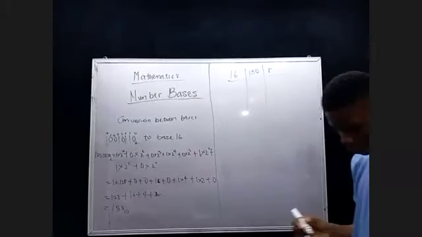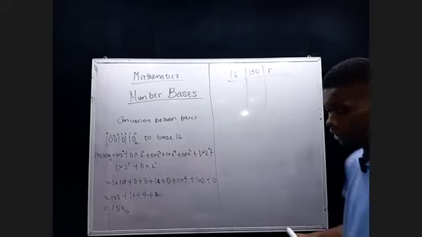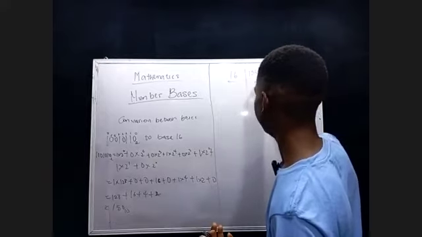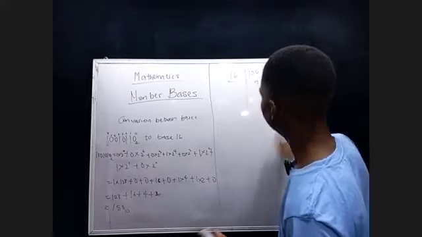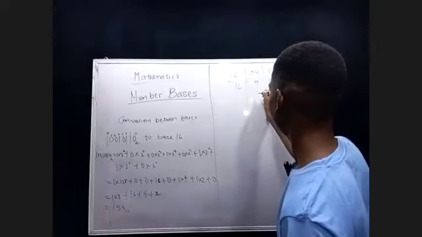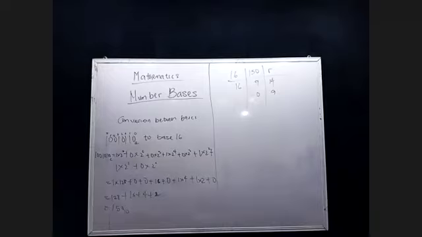I'm dividing this by this. I should have 9 remainder of 14. So this should be 16, and then this should be 0 remainder of 9. So now I have 9 and 14.